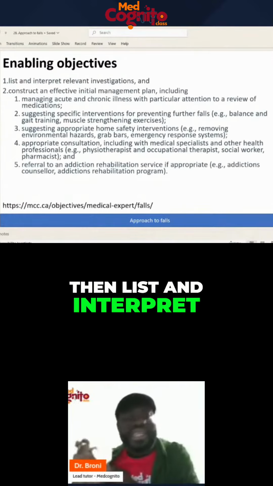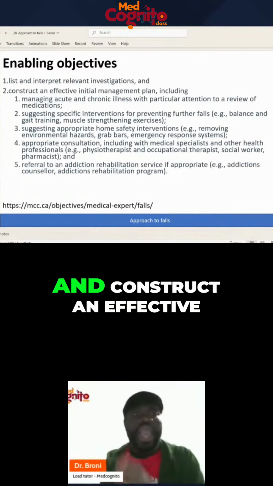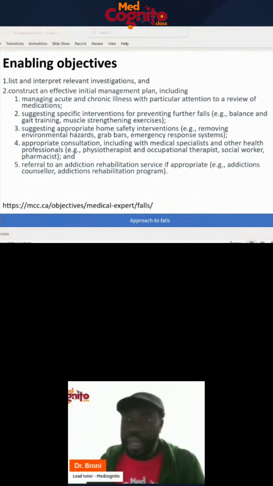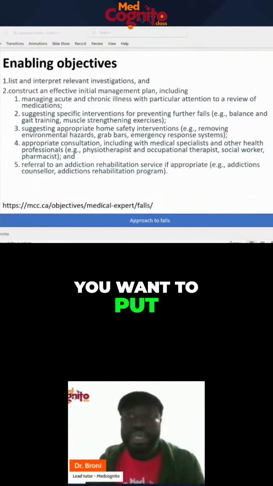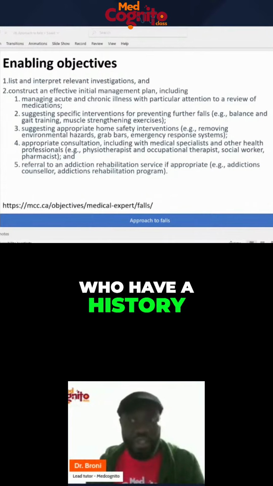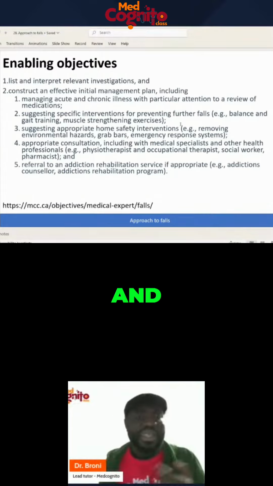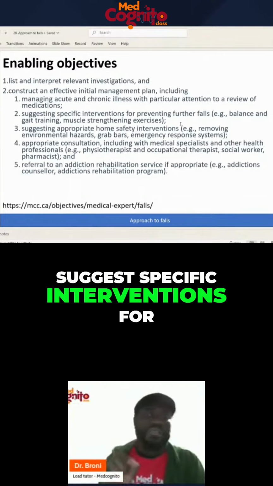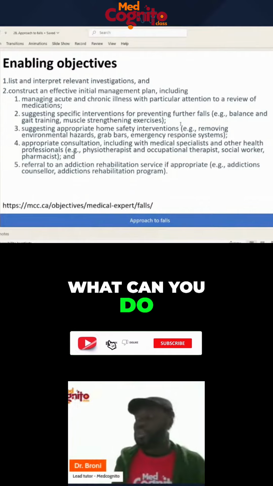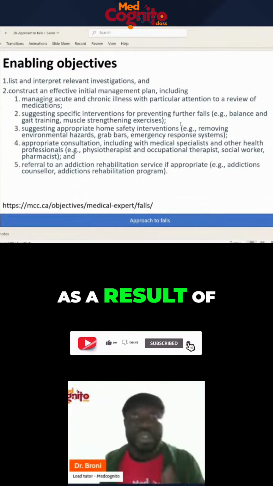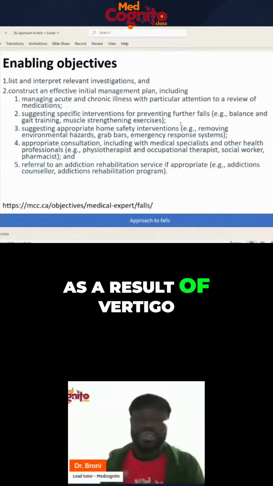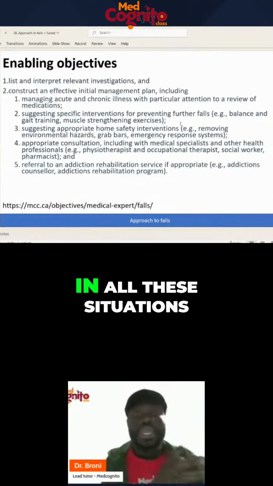And then list and interpret relevant investigations and construct an effective initial management plan, including managing. So you want to put in an effective treatment plan for all your patients who have a history of falls. You want to do that and suggest specific interventions for preventing further falls. What can you do if a patient comes to you with falls as a result of medication use? What do you do if a patient comes to you with falls as a result of vertigo? What do you do in all these situations?